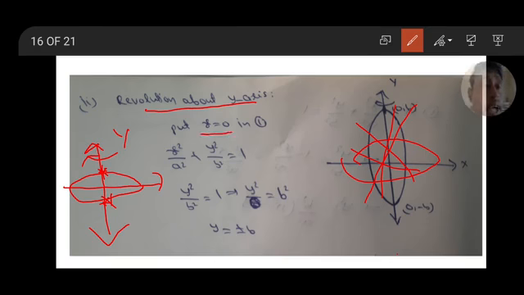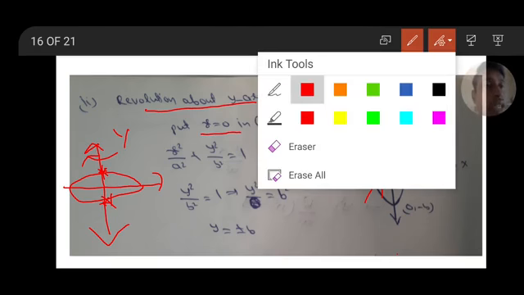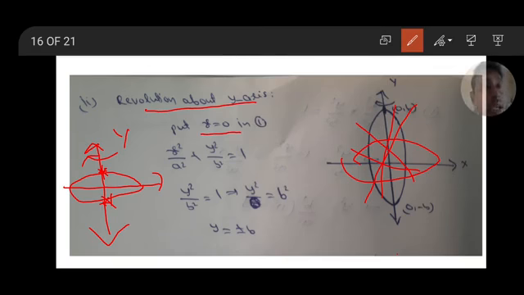So put x equal to 0 in the equation 1. So intersection points with y-axis means we have to substitute x equal to 0 in the equation, x square by a square plus y square by b square equal to 1.